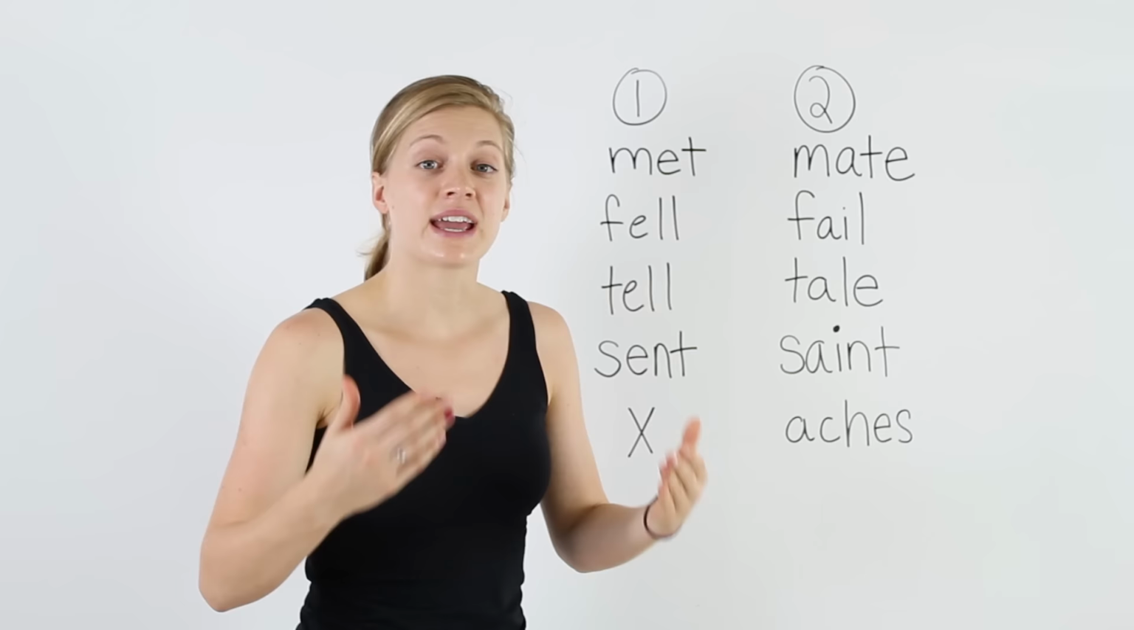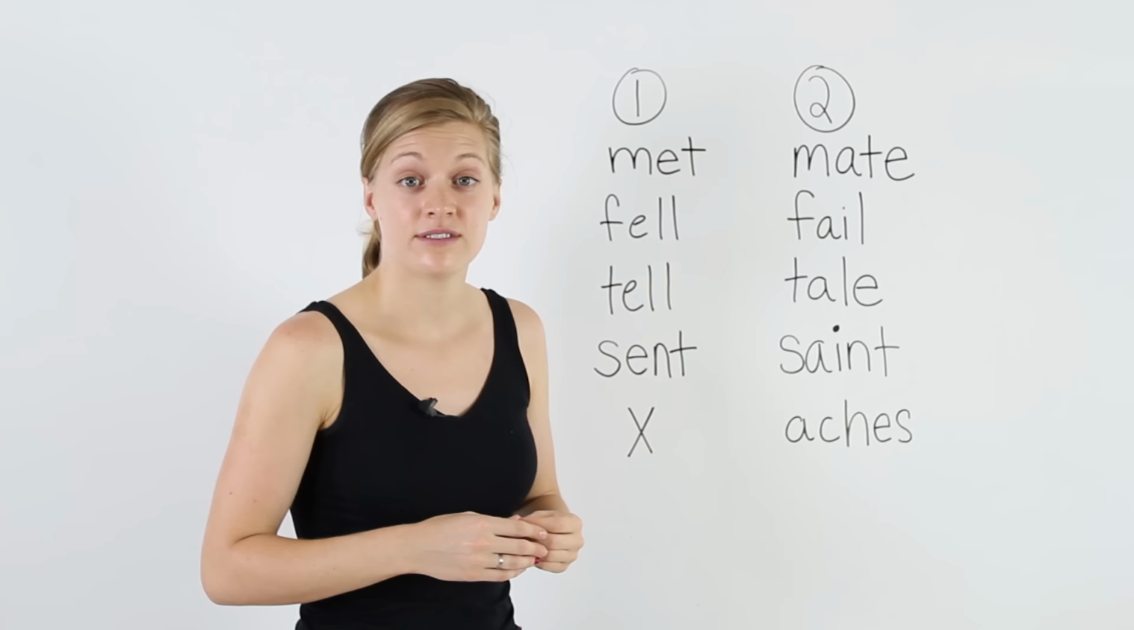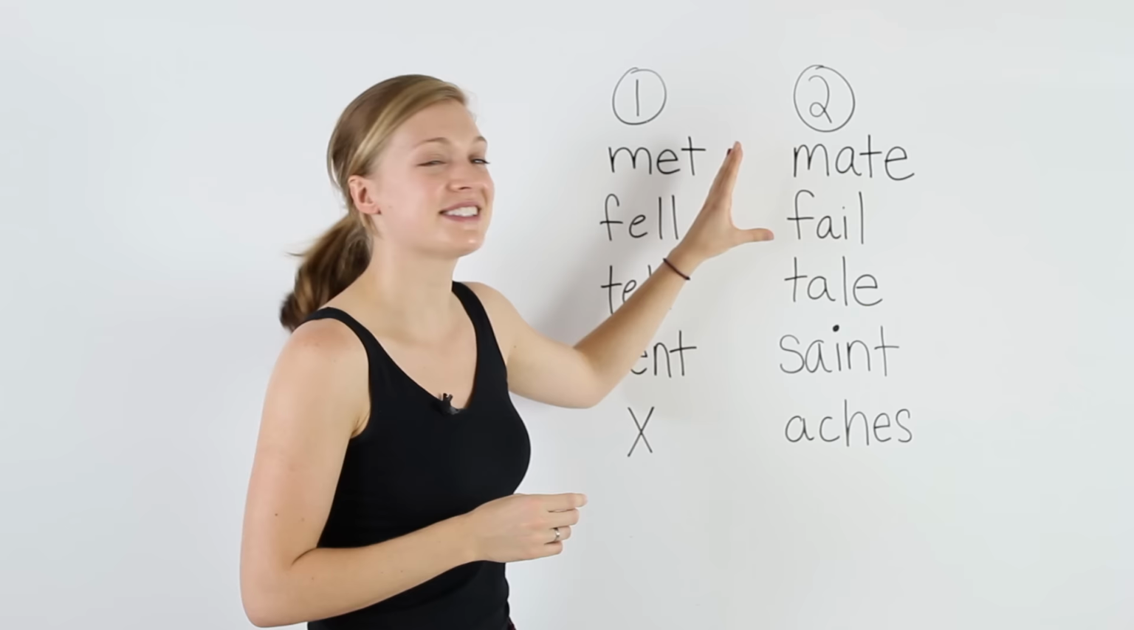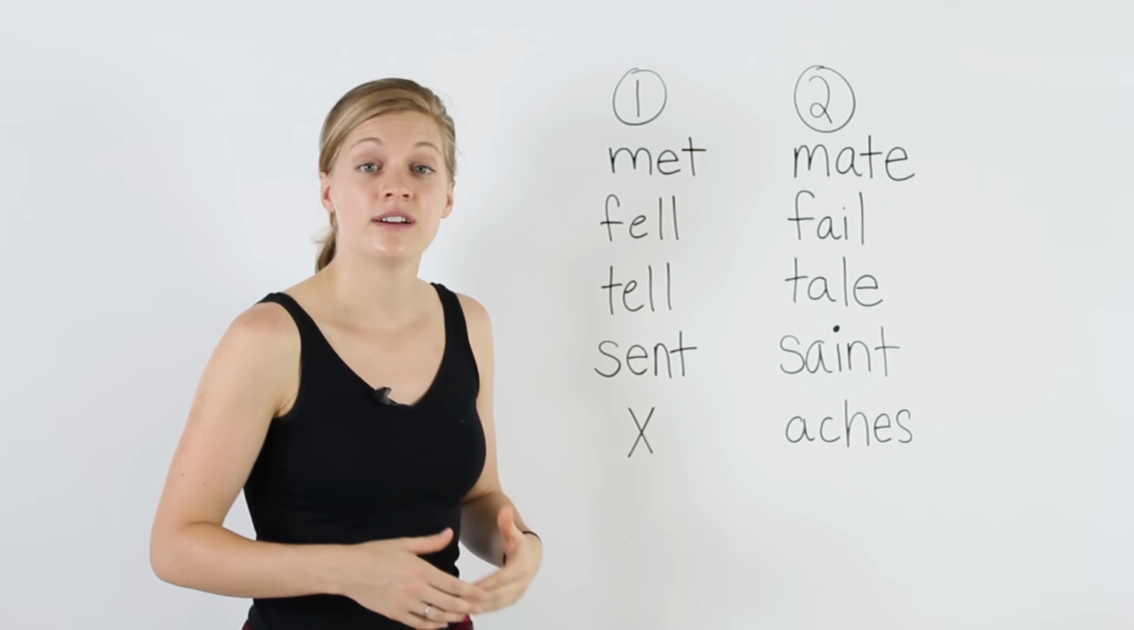For our second example, let's look at fell and fail. I'm going to choose the word fail. Fail. I bet you didn't fail. The word was fail. For our third example, we have tell and tail. I'm going to say the word tell. Tell. The answer was tell.